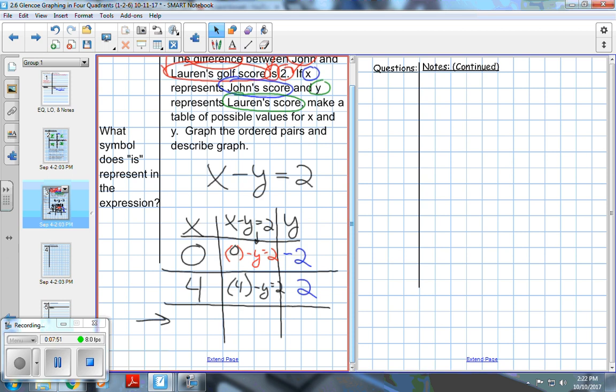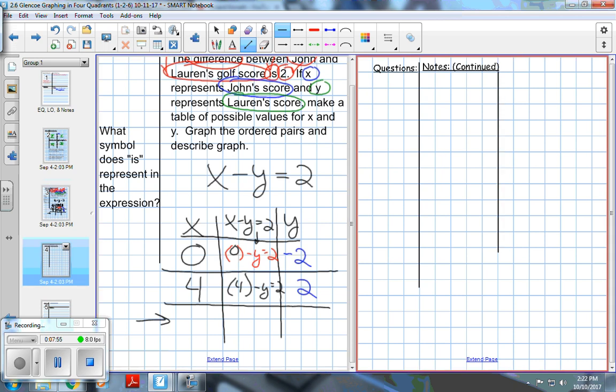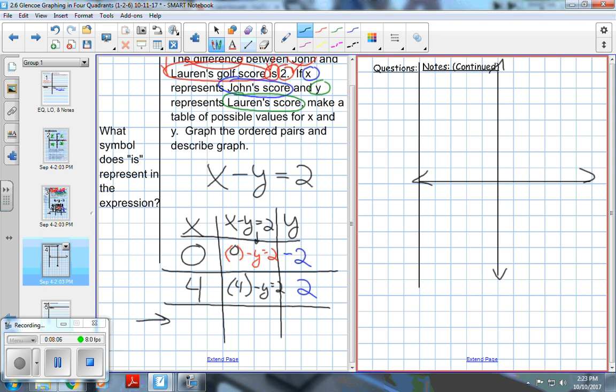So now on the other page that I have here, we need to draw a coordinate plane. So we're going to graph all the possible solutions for John's and for Lauren's score. I like to label these. And John's score was the x-axis, so we should label this axis John's. And Lauren's score was the y-axis, so we should label this axis Lauren. Man, my smartboard is not liking me today.